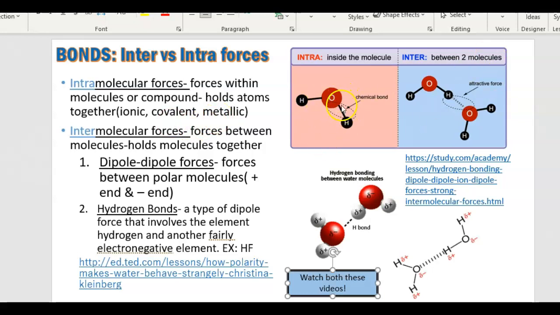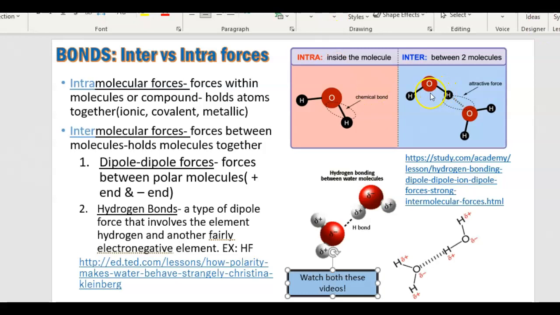Here's a good example. This guy is a covalent bond. This is a force or an attraction within the molecule. Okay, this force is within the molecule. Inter means between, so these are going to be attractions between molecules, between different molecules.